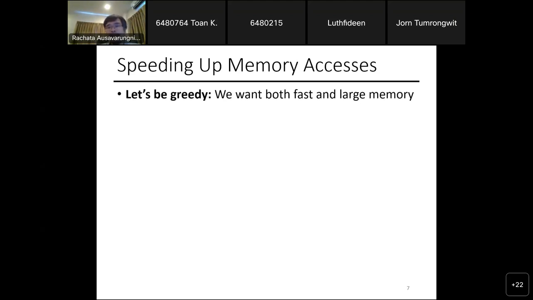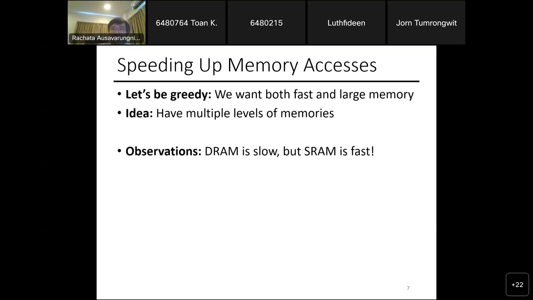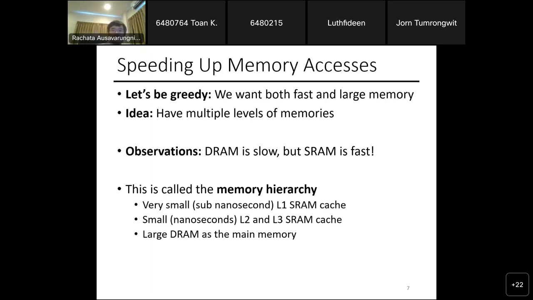So let's be greedy. We want both fast and large memory. We want memory to be really fast and also really big. So the idea is now we're going to have multiple levels of memory. The observation is my DRAM is slow, but SRAM is fast. So why don't I just use the SRAM as the intermediate step before going to DRAM? This is actually called the memory hierarchy.